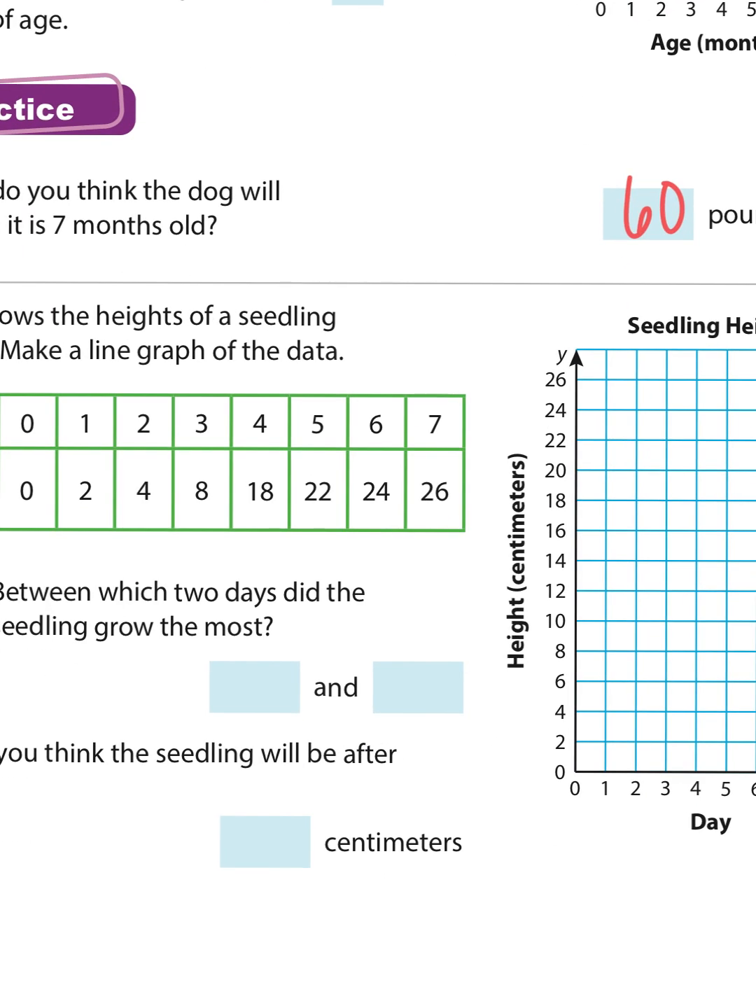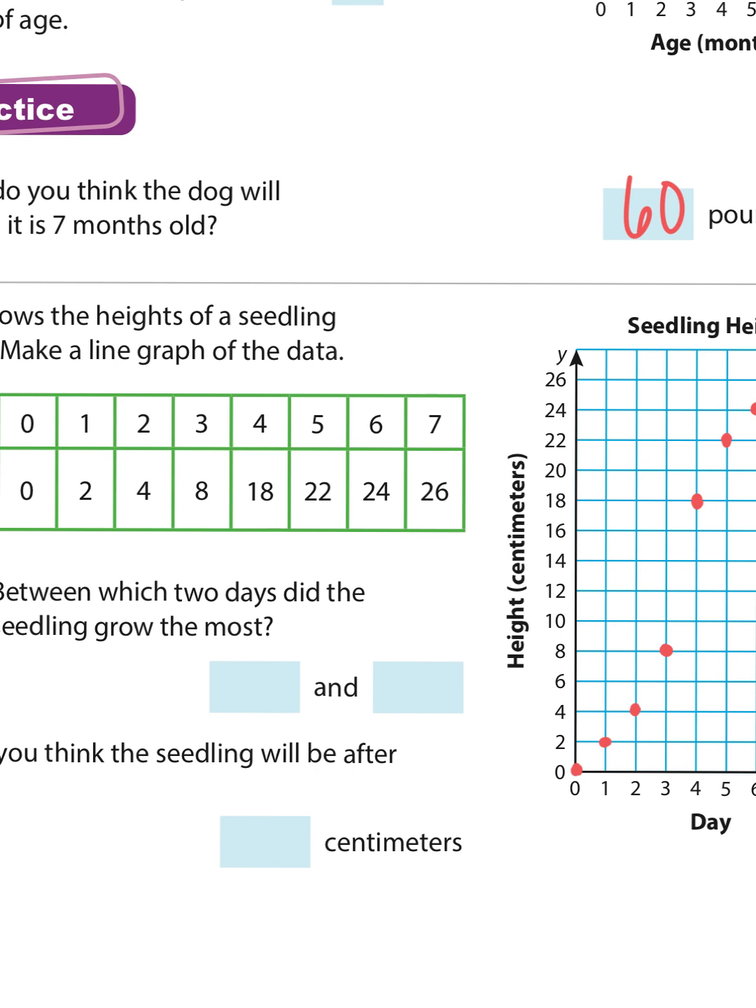But then as it continues to get water and sunlight and grow, day 1, it's grown a teensy tiny bit. It is now 2 centimeters. So I'm going to put a point at 0, 0, and then at 1, 2. On day 2, it has grown to 4 centimeters. Day 3, it has grown to 8 centimeters. Day 4 has grown all the way up to 18 centimeters. Day 5, it's now up to 22 centimeters. Day 6 is up to 24 centimeters, and on day 7, it's finally up to 26 centimeters.